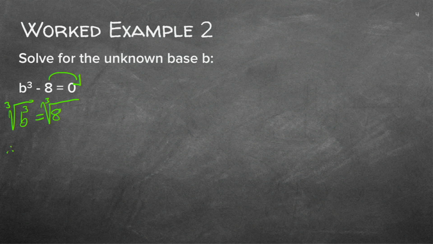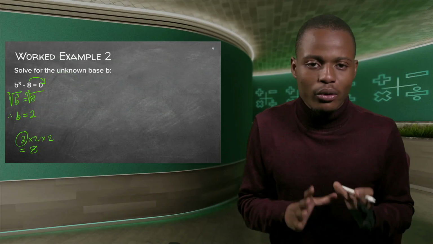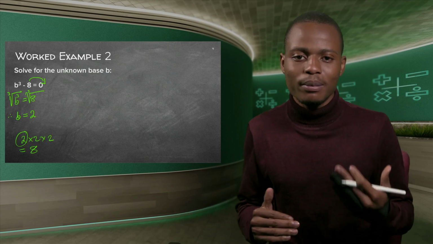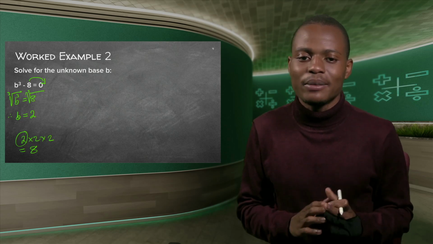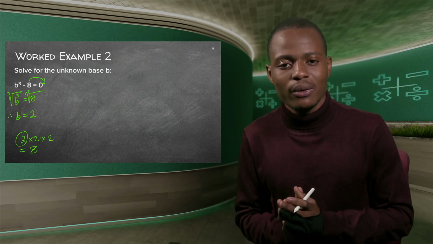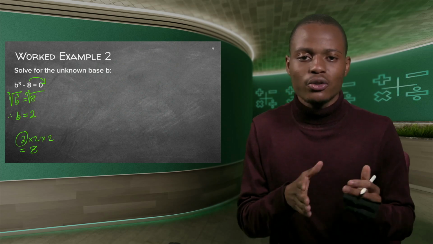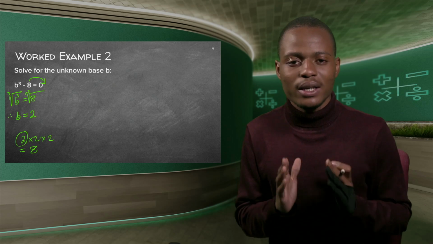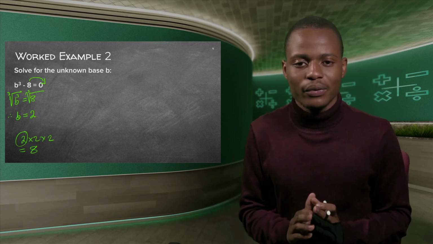So it means therefore b is given by 2. The cube root of 8 is 2 because 2 times 2 times 2 will give you 8. So that is why 2 is the cube root of 8. Guys, I'm going to repeat this: sometimes you will be allowed to use calculators and sometimes you won't be allowed to use calculators. So you need to understand your square roots, your cube roots, okay? You need to get those very well.